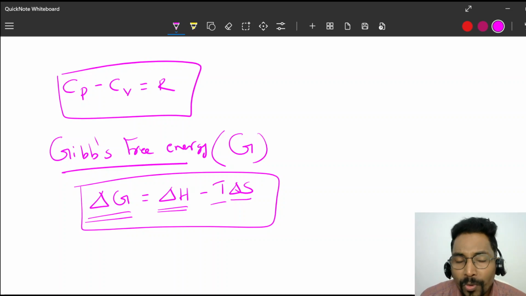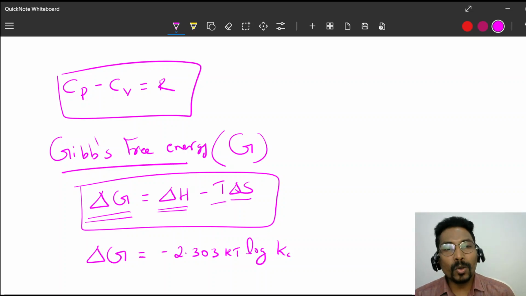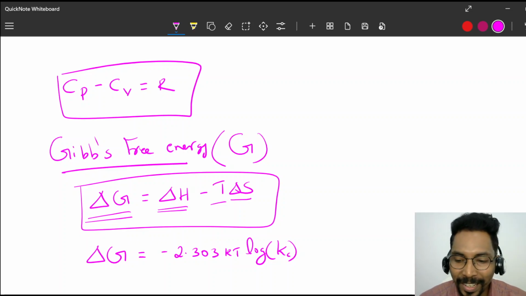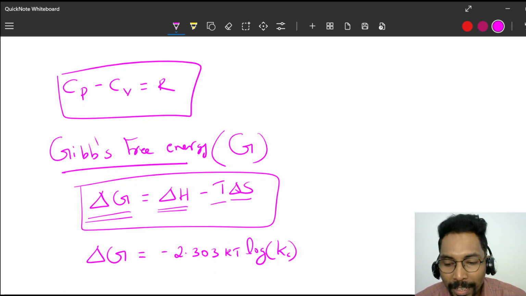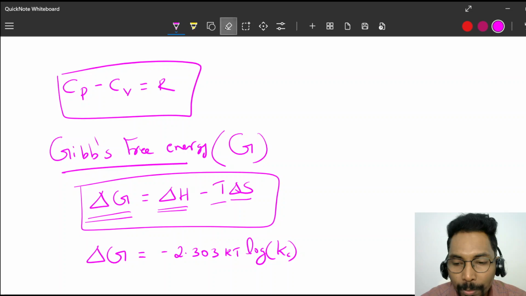One relation between delta G and the equilibrium constant you can take down. Equilibrium constant we'll discuss in the equilibrium chapter. So the relation is delta G is equal to minus 2.303 RT log Kc, where Kc means equilibrium constant. Clear? So delta G is a very important thing which determines spontaneity and all. I'll tell you, just wait.